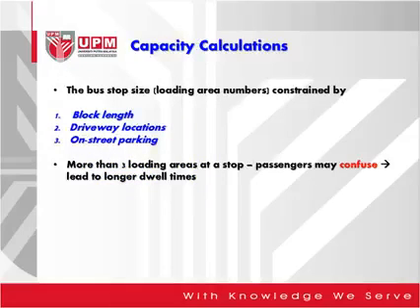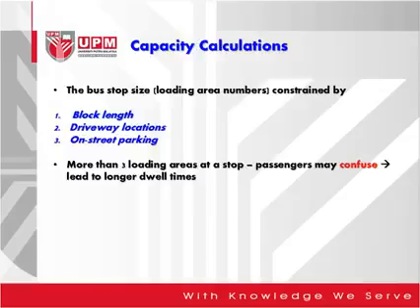The bus stop size, and also the number of loading areas in the bus stop, is constrained by three factors. The first factor depends on the block length, so the size of the bus stop. The second is the location of the bus stop along busy roads and less busy roads. And the third factor is whether there is on-street parking before and after the bus stop. It will affect the capacity of the bus stop.